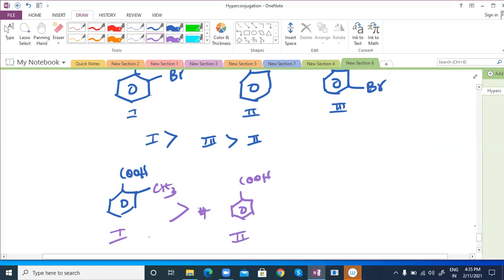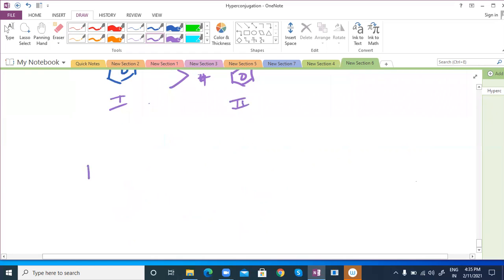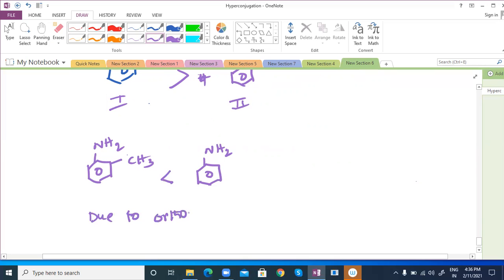Next, for basic character, you can also see 1 or 2 examples. Generally, plus I groups increase basic character, this we are expecting. Now we can check it here, NH2. Which is more basic? We are assuming that due to the plus I group, the basic character is more for this one. But here it is reverse due to the ortho effect. So basic character.